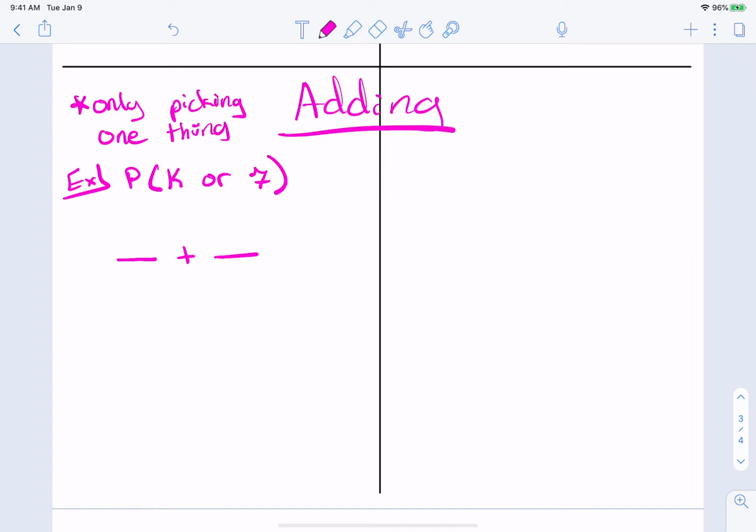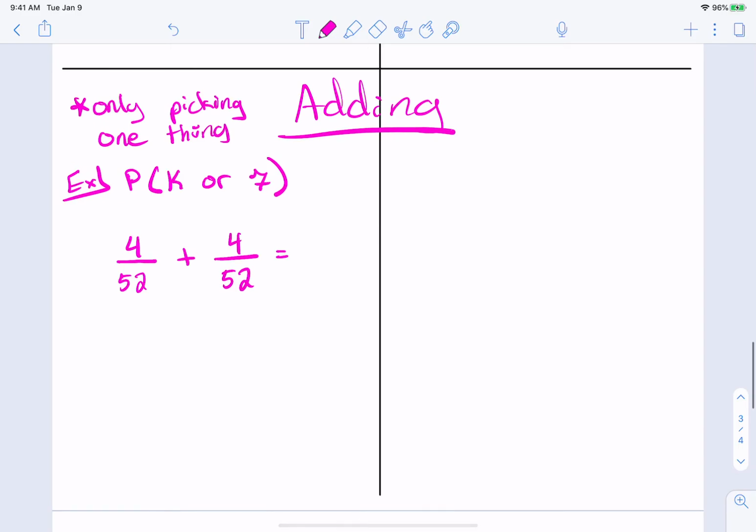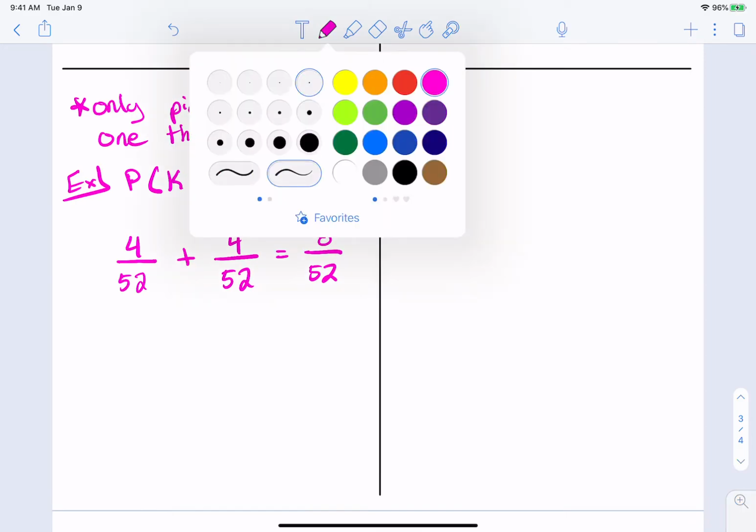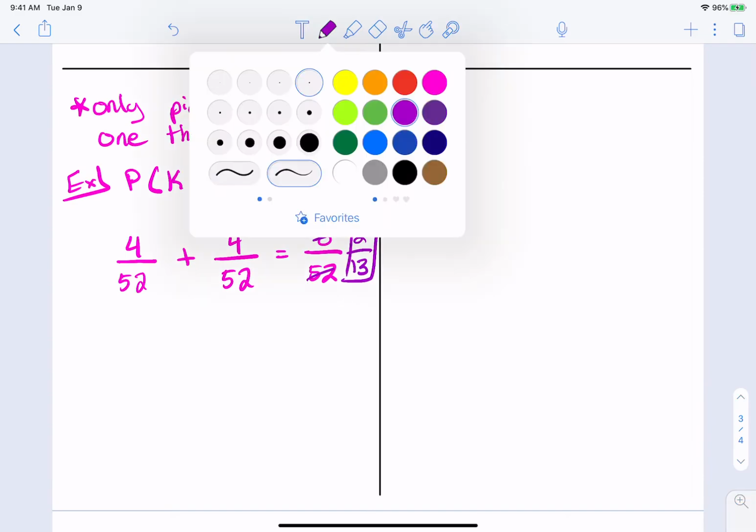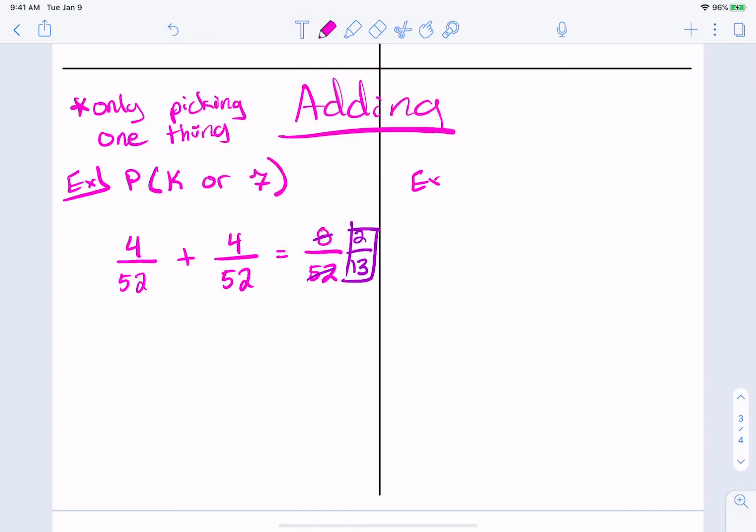A king or a 7. What's the chances of getting a king? 4 out of 52. What's the chances of me getting a 7? 4 out of 52. Now, do not reduce. Well, I guess you can in this case. But do not reduce until after you add them together, because otherwise that will get rid of your common denominator. 4 out of 52, 4 out of 52, that would be 8 over 52, which is, now you can reduce, I guess. If I divide both of them by 4, that would be 2 over 13. So 2 out of 13 is my chances of getting a king or a 7. Okay? Good?